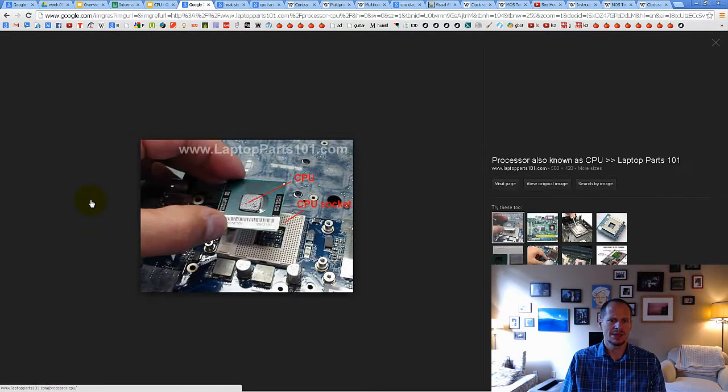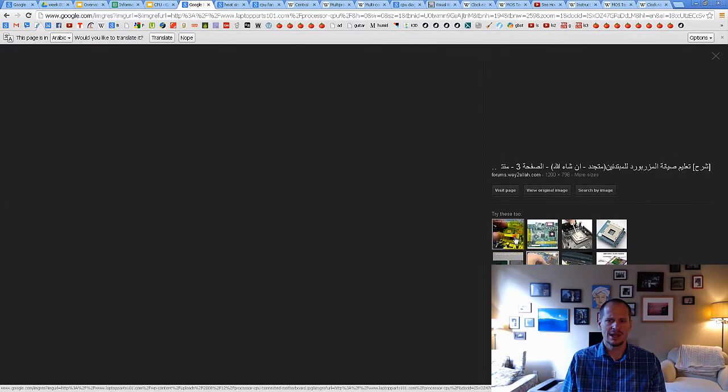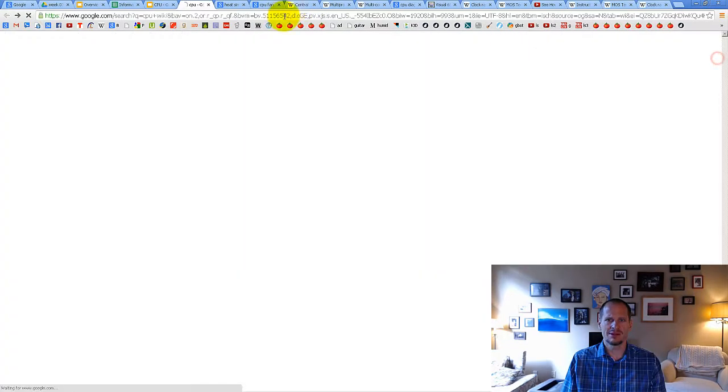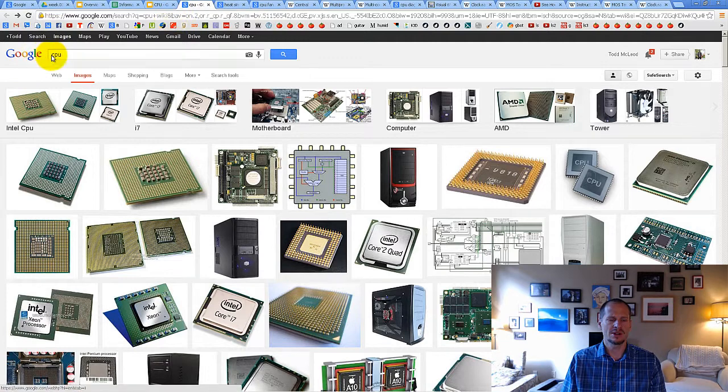So here you can see somebody plugging a CPU into the sockets, right? Each of those little holes would take a pin. And here's another image of somebody doing the same. That image doesn't want to stay up for whatever reason. Yeah, so interesting stuff just by searching for CPU at Google and looking at the images.